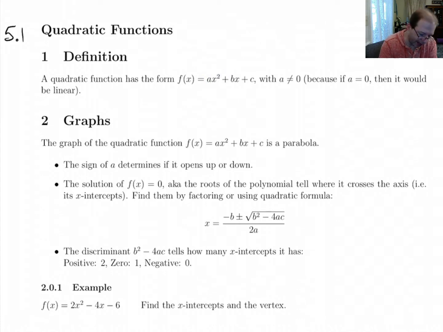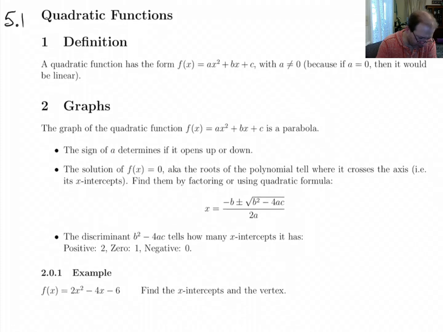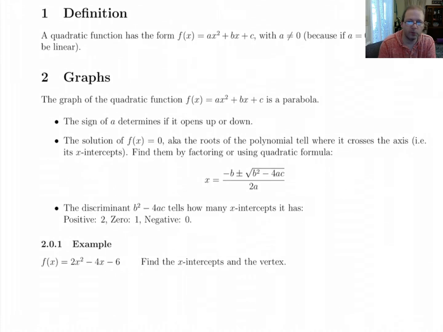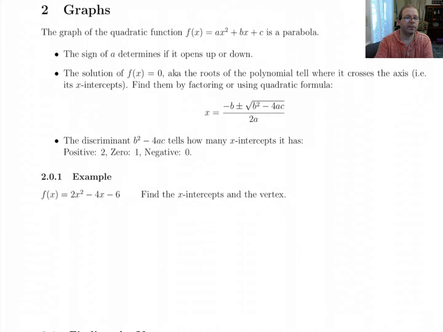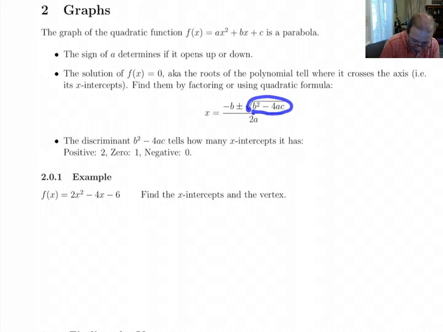So let's look at graphs. Now, the information here below is probably stuff you've seen before, but I want to run through it a bit and then play with it a bit on Desmos. The sign of a determines whether the parabola opens up or down, and the solutions tell you where it crosses the axis. And you can find them by sometimes factoring, or you can always use the quadratic formula. And this part of the quadratic formula under the radical tells you how many x-intercepts you have.